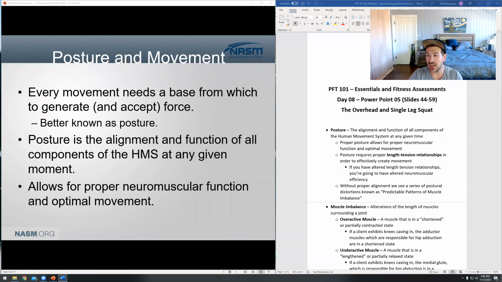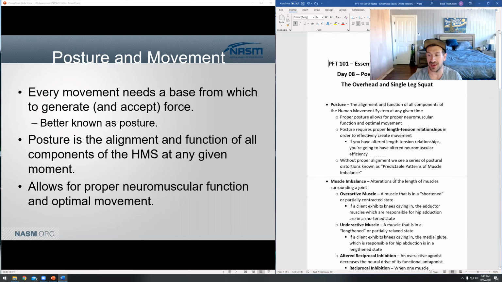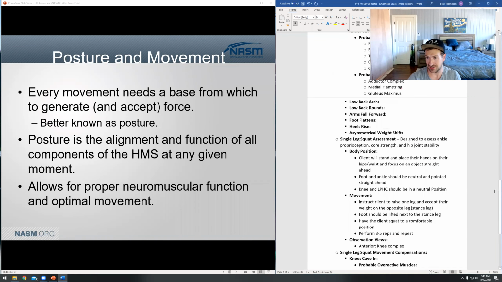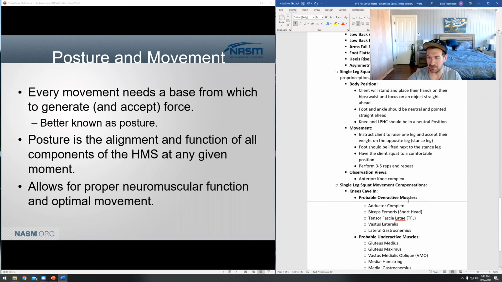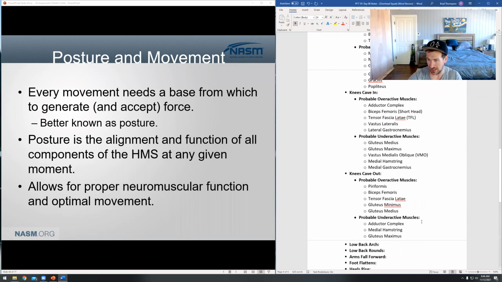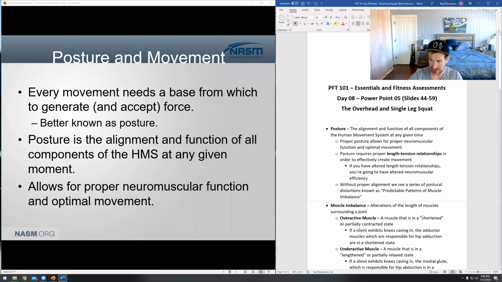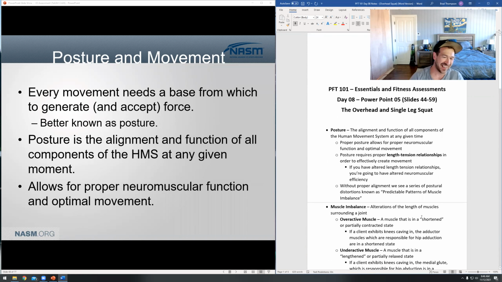Okay, so today, man, last time our last PowerPoint was massive and there was a huge amount of notes. This one's a little bit better. We're not going to see quite as many notes today, not as many pages. But we are going to dive into moving into our posture assessments.